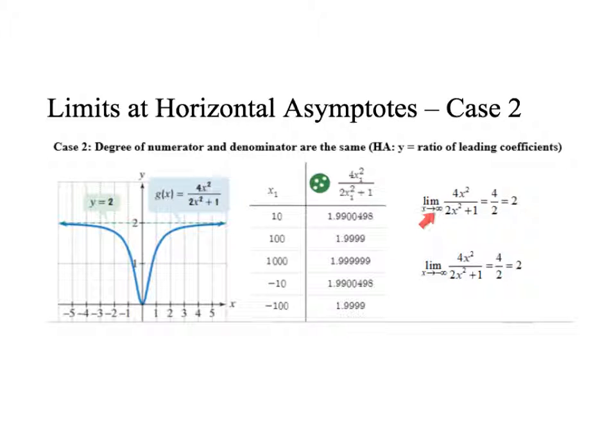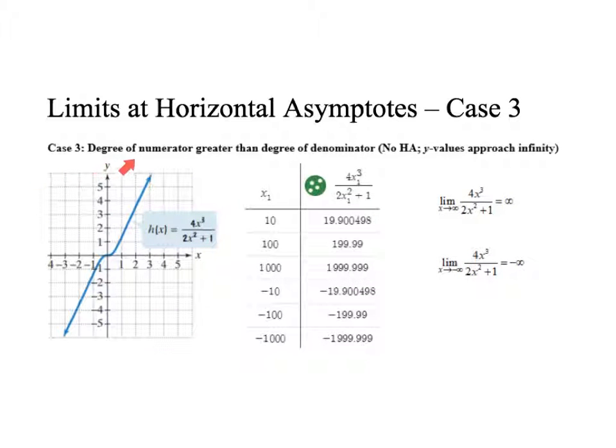So here's the notation. As x approaches infinity, the limit of this fraction is 4 over 2, which is 2, but you could also see the 2 from the table. And the same thing with the negative infinity. The limit is 2.